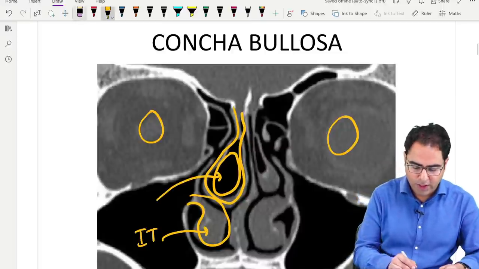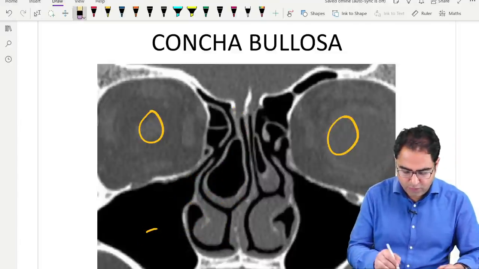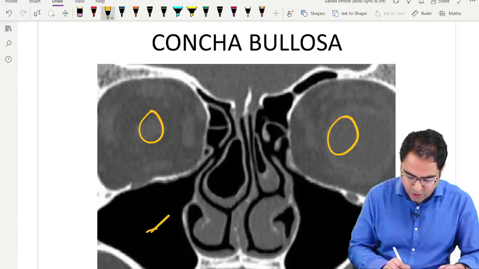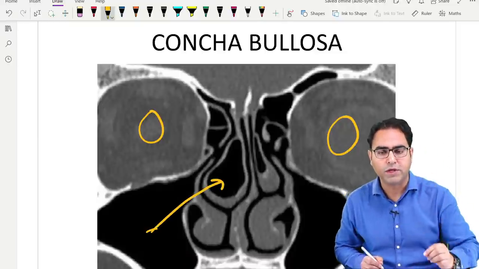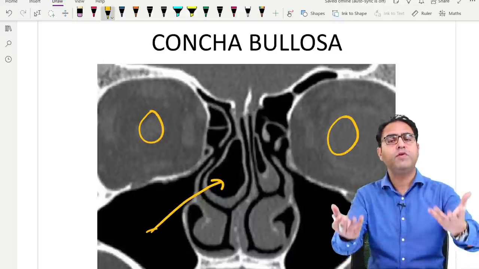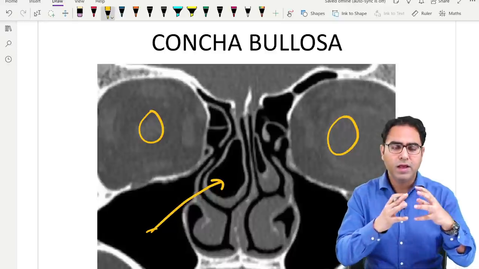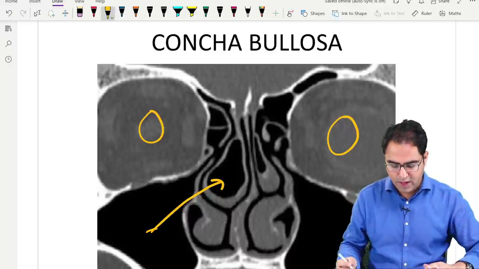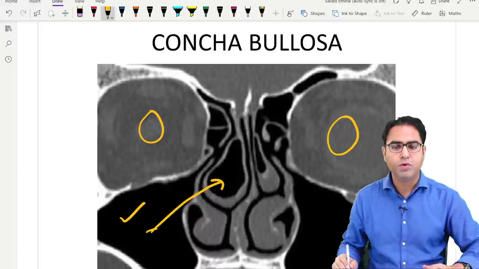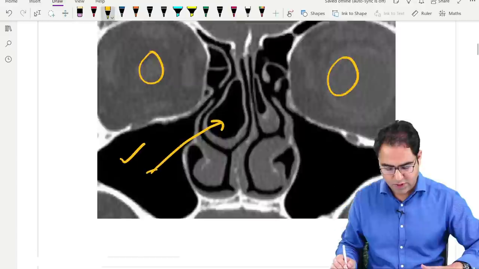Everybody, are you sure about it now? Yes or no in the chat box. If I point to this arrow over here, would you be able to tell, is it concha bullosa? Yes or no? Yes, this session will be used for FMG also. Keep revising, exams are merging. Keep revising with me, okay? Are you able to tell this cell is concha bullosa? Yes or no in the chat box. Okay? Concha bullosa.